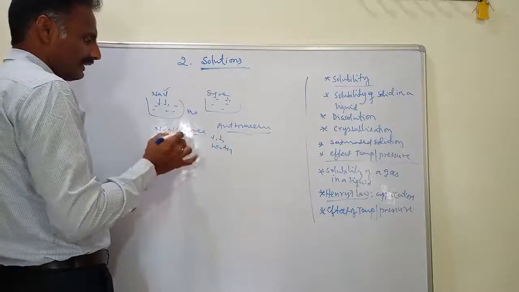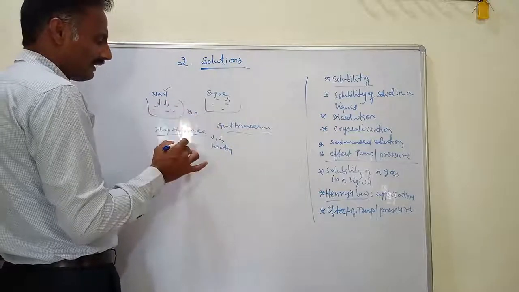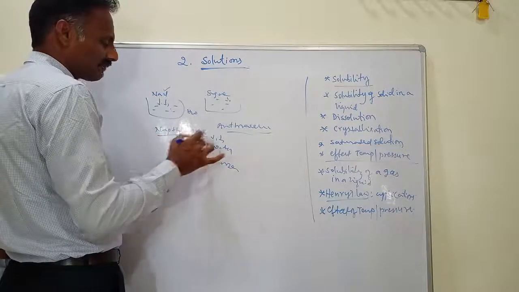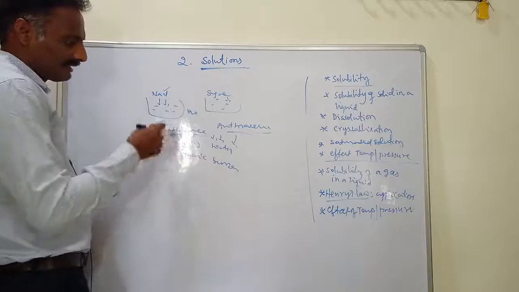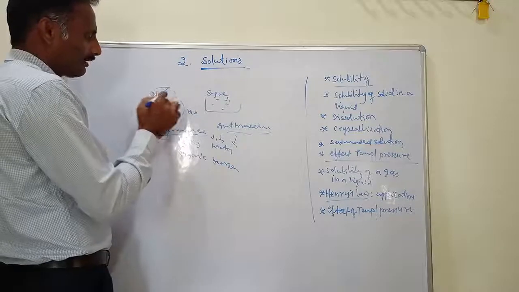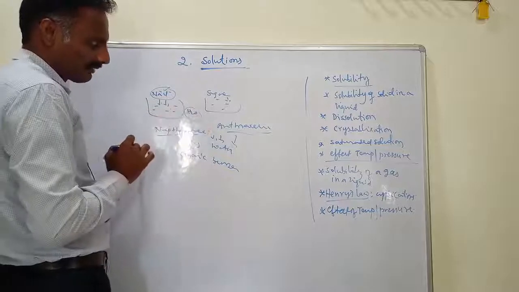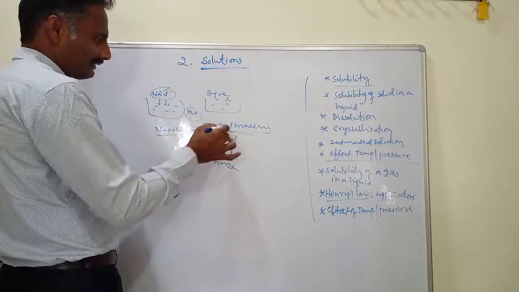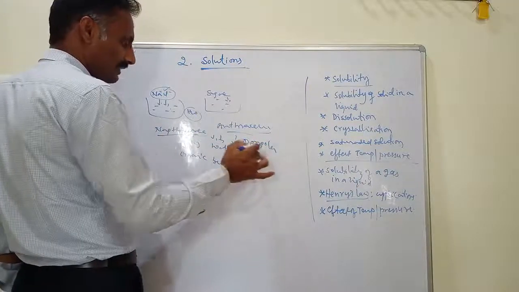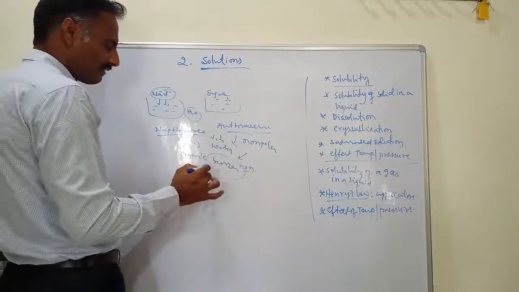Anthracene and naphthalene are insoluble in water, but soluble in organic solvents like benzene. In benzene, naphthalene and anthracene are soluble. This shows that sodium chloride and sugar are polar compounds, water is a polar solvent, and polar compounds are soluble in polar solvents. What about anthracene and naphthalene? They are non-polar substances, and non-polar substances are soluble in non-polar solvents. Benzene is a non-polar solvent. Toluene is also a non-polar solvent.